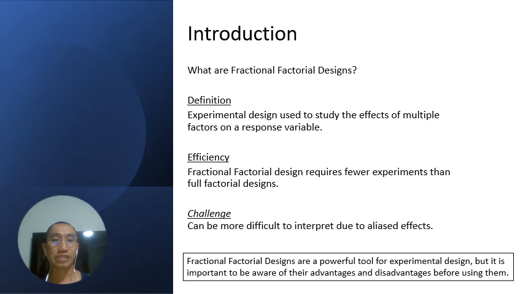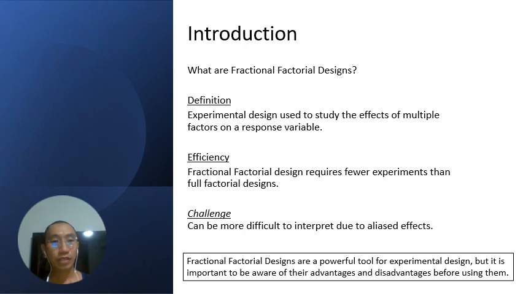So the efficiency becomes important because a full factorial design has more experiments to be done. For example, a full factorial design of two levels and three factors actually needs 8 responses. With a fractional factorial, we can do half of it, which is 4 experiments. Having said that, it becomes more challenging, and that also becomes compounded. So at the end of the day, fractional designs are powerful tools for experiment design, but it is important to be aware of the advantages and disadvantages before you use them.